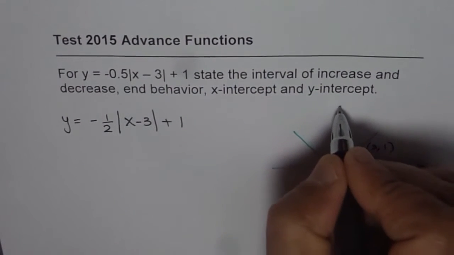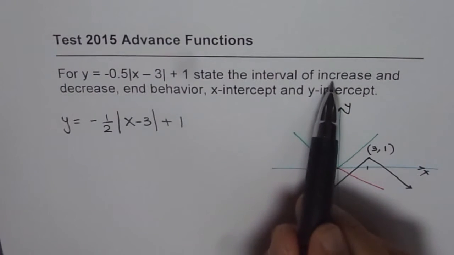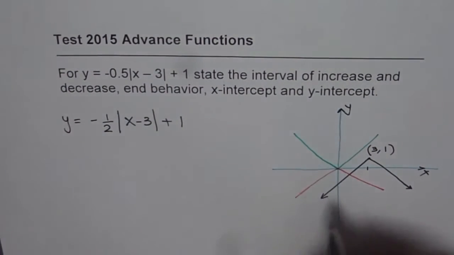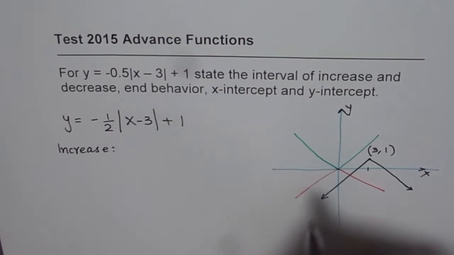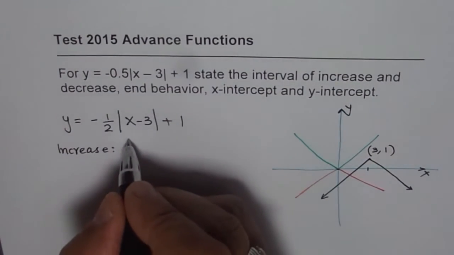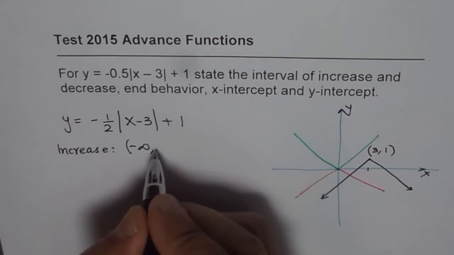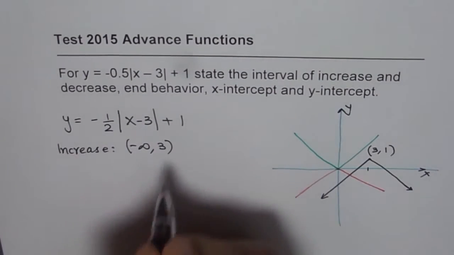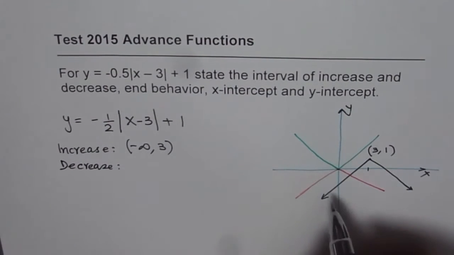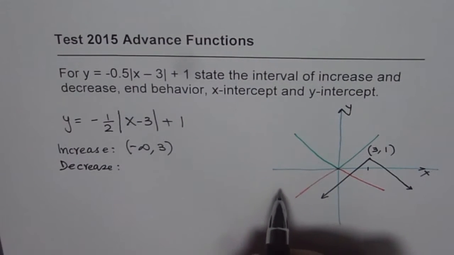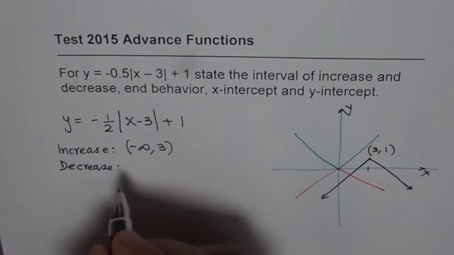So the first one is interval of increase and decrease. Now as you can see, interval of increase is from where to where? Increase is from minus infinity to 3, right? Never include negative infinity or positive infinity. So the x values are this. The interval of decrease is, whenever you're writing increase and decrease, you have to see from left to right. So if you see from left to right, it is increasing and then decreasing after 3.